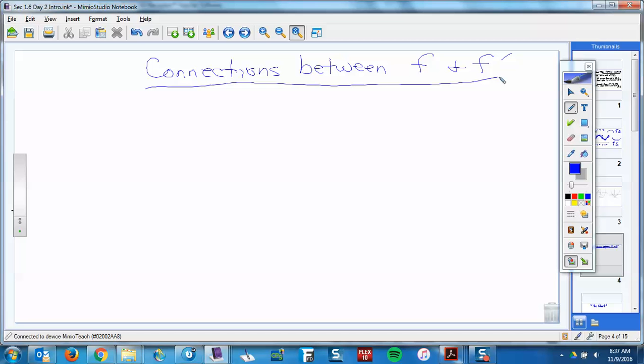Could you do an F prime graph of a piecewise function? Sure. Would the F prime graph also be a piecewise function? Possibly. Probably. I mean, it depends what your pieces were. You could make an F graph that was piecewise where the F prime graph would be smooth and connected. But generally speaking, that would be true, okay?